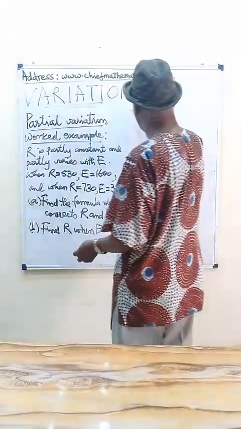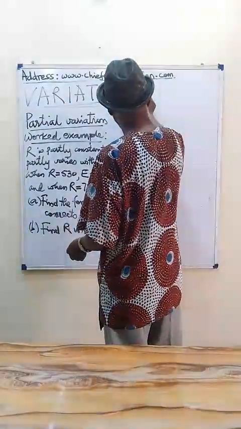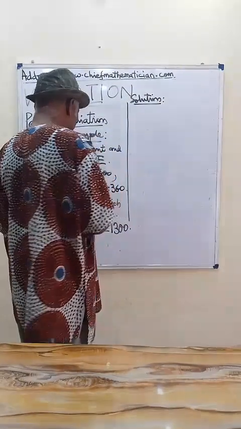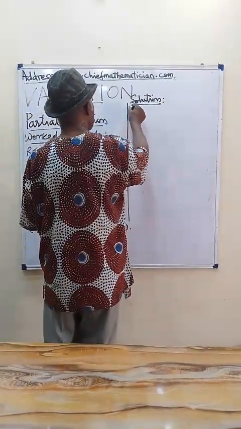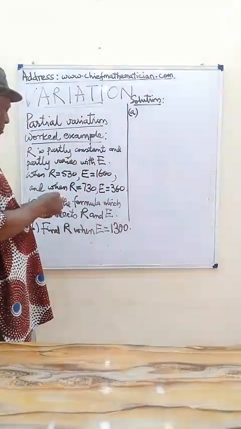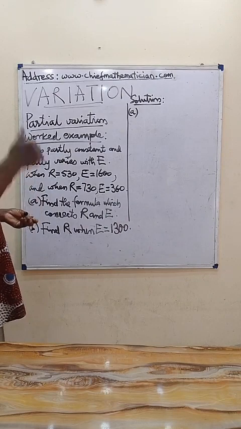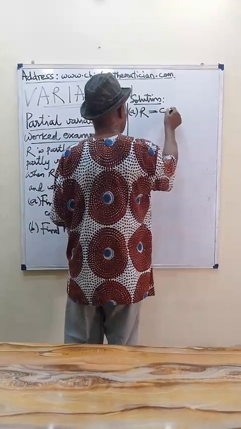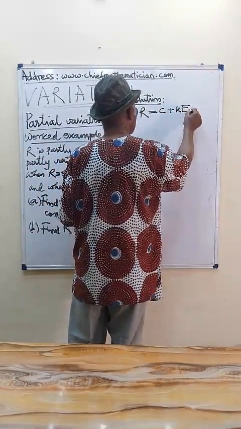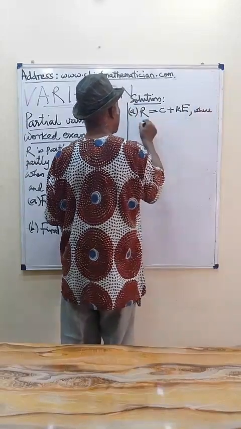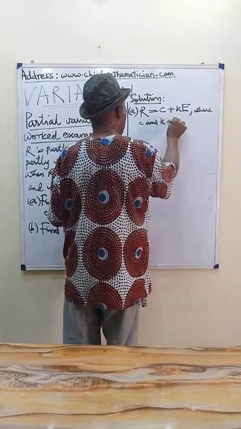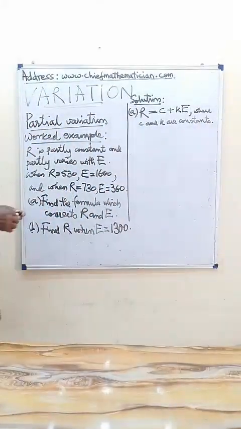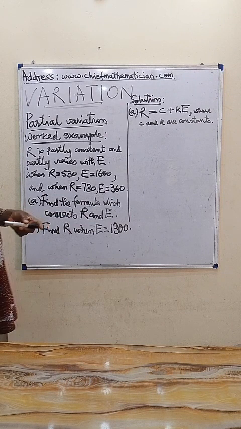Now, our solution. R is partly constant and partly varies with E. So we are saying that R is equal to a constant plus Ke, where C and K are constants.